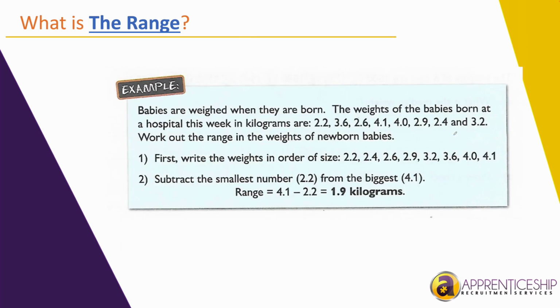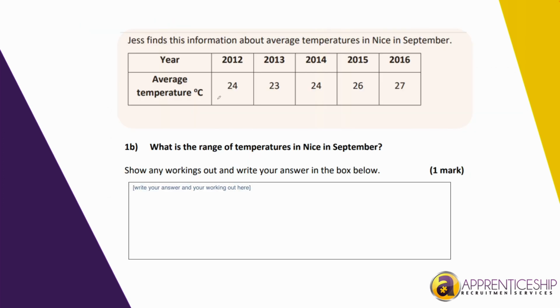So here we've got an example. So babies are weighed when they are born. The weights are those. Find the range of it. So again, we can put them in order, so we can definitely see which is the smallest and biggest. Or we could just look. 4.1 is the biggest, 2.2 is the smallest. Biggest takeaway, smallest, gives you the answer. That is it. Right, here we've got the average temperature in Nice again. Biggest takeaway, smallest. So 27 takeaway 23 equals 4 degrees Celsius.